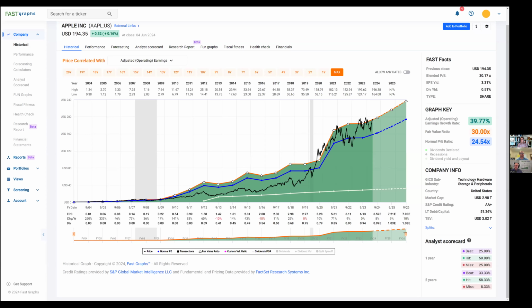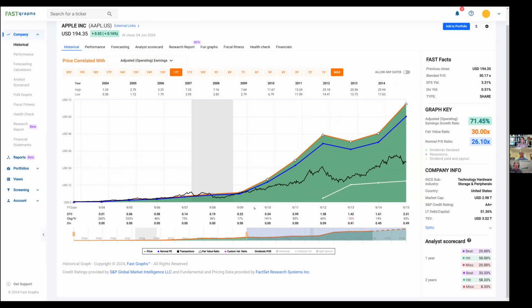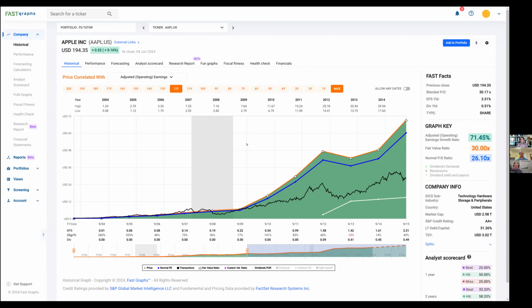You can even use our slider here and go back in time and look at different time frames to see what different growth rates were and what different valuations were. So I've utilized Apple that way.